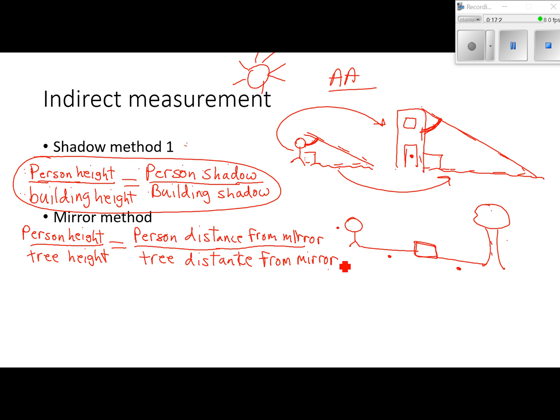So every time you're just going to set up, you're going to put in the person's height here, the tree height here, the distance from the mirror that the person is here, the distance the tree is from the mirror there. One of them you're not going to know, one of them is going to be a variable. And again, what's happening here is we're using similar triangles.